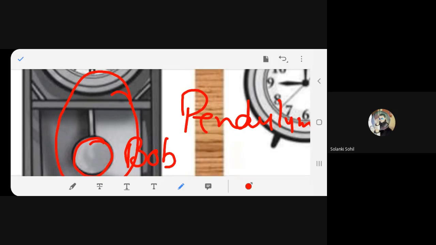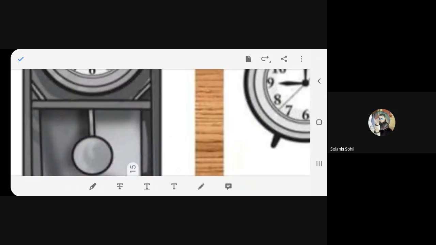Yes. Okay. See how it moves. See how it works. Now this will start and it will make a sound. Tick tock, tick tock. Yes, it makes that sound. The pendulum makes a chiming sound. Okay. What will happen?